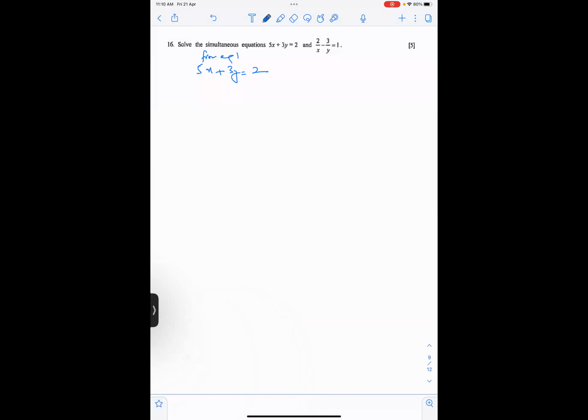We are starting with one question on simultaneous equations, and then we'll move on to logs. This is the linear equation, this is the non-linear equation. From the linear equation, we will make one alphabet the subject. If I make x the subject, it will be 5x equals 2 minus 3y, and x is going to be 2 minus 3y upon 5.